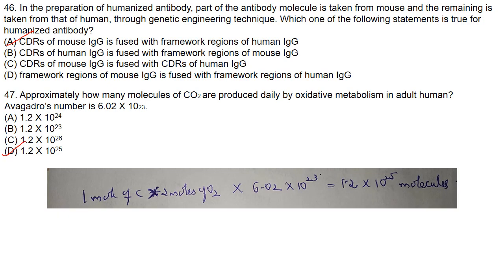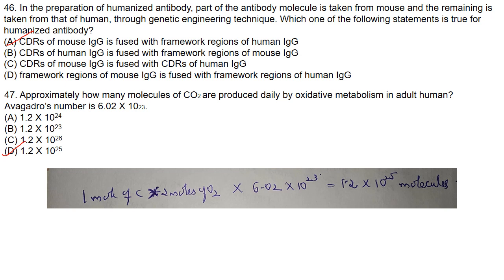Then next one. In the preparation of humanized antibody, part of the antibody molecule is taken from the mouse and the remaining is taken from the human through genetic engineering technique. Which one of the following statement is true for humanized antibody? So a type of antibody made in the laboratory by combining a human antibody with a small part of a mouse or rat monoclonal antibody is called humanized antibody.